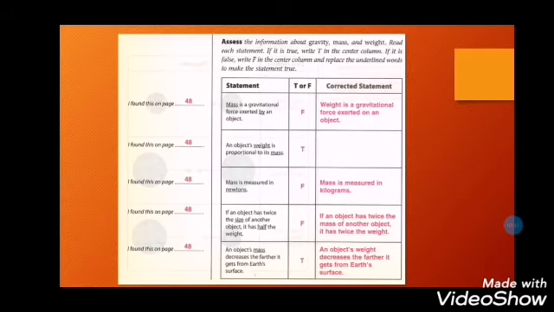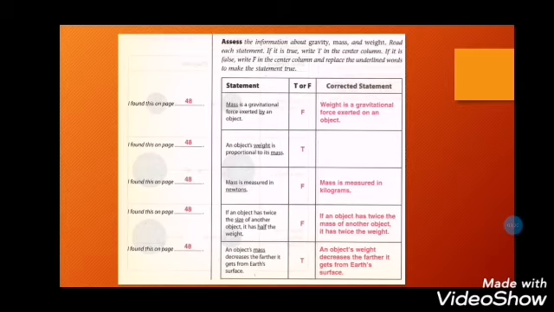The second statement. An object's weight is proportional to its mass. This is true because weight equals mass times g. This is why this is true. Third: mass is measured in newtons. This is false because mass is not a force. Mass is the amount of matter in an object. It will be measured in kilograms, whereas a force such as weight would be measured in newtons.